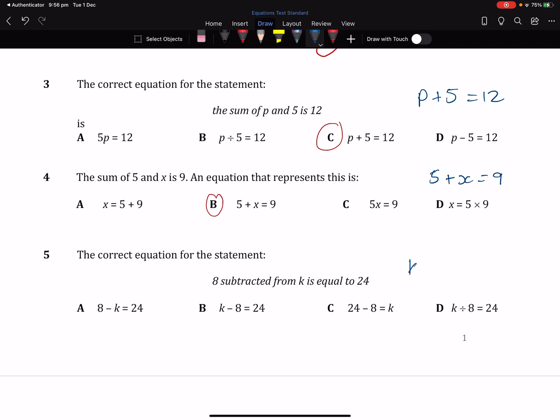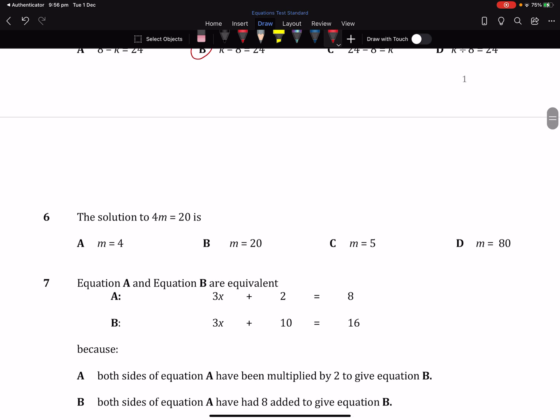Number 5, the correct equation for the statement, 8 subtracted from k is equal to 24. So we've got k, we're subtracting 8 from that, and it's going to be equal to 24. So that is the equation that we're looking for. Here we go: 8 minus k, no. k minus 8 equals 24. It's obviously B. Let's move on to the second page.